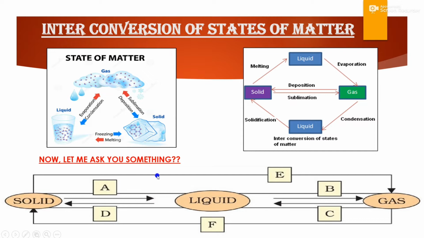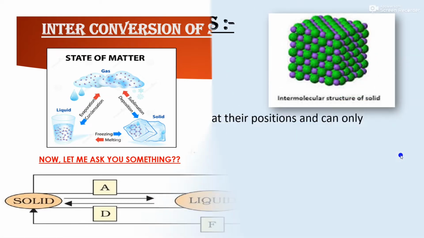So here we can mark what is A, B, C, D. When solid changes into liquid, that is called melting. So A is melting. And when liquid changes into gas, that is B, that is called evaporation. When gas changes into liquid, that is C, condensation. And when liquid changes into solid, that is D, solidification. And when solid changes directly into gas, that is E, sublimation. And when gas directly changes into solid, that is F, deposition. So these are the processes.